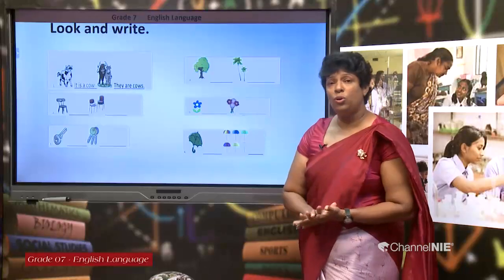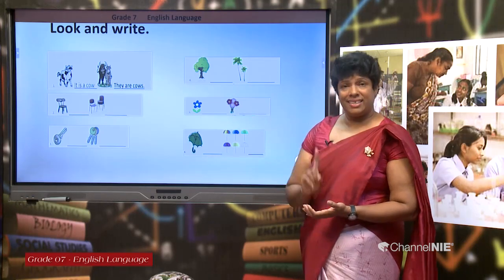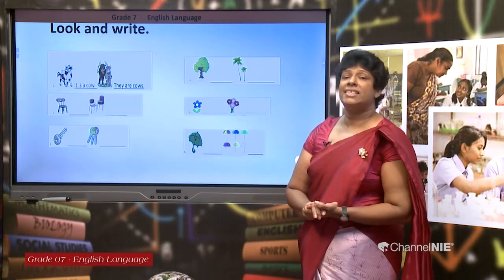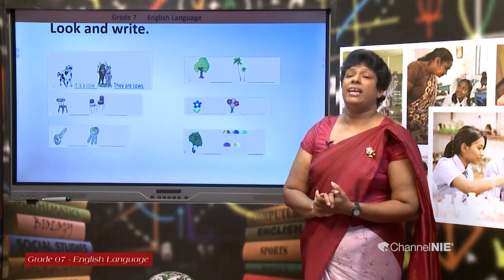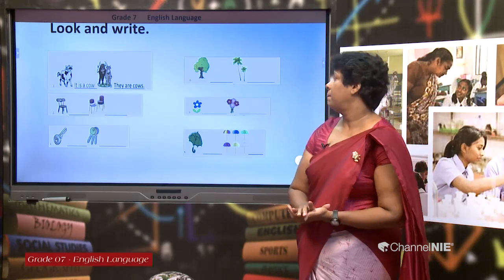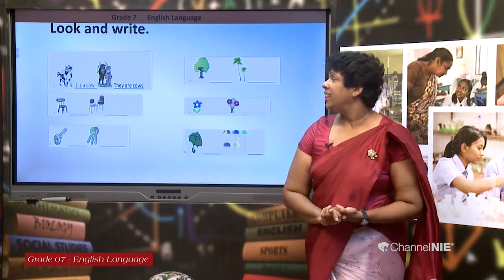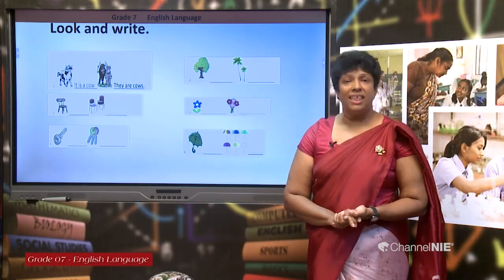So how would you form the sentences? If it is singular, you start the sentence with it is a. How do you start the sentence? It is a. Plural form, we write they are. How do we write? We use they are.